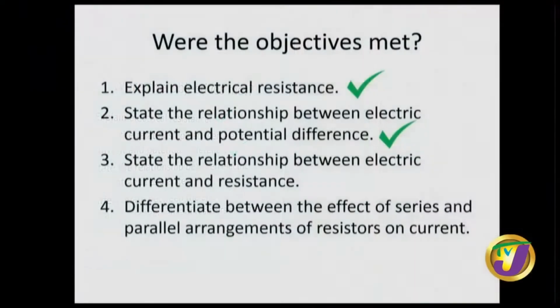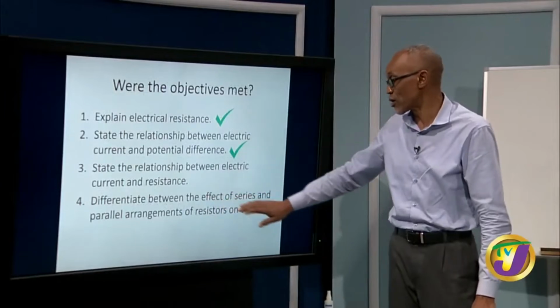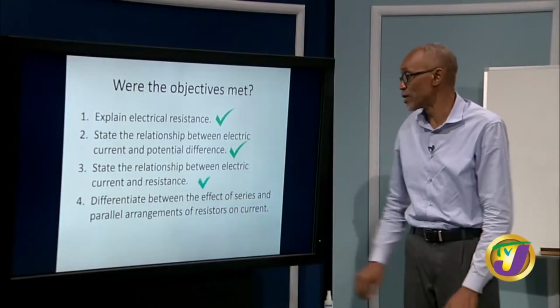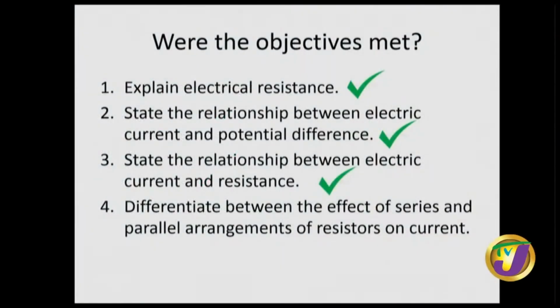State the relationship between electric current and potential difference. I think we did that, because remember we said that electric current is directly proportional to potential difference, okay? And then state the relationship between electric current and resistance. I think we did that because we said they were inversely proportional. If we increase resistance, current went down, and so on.